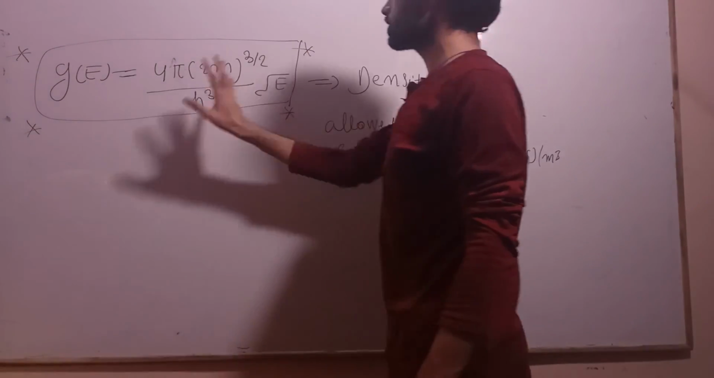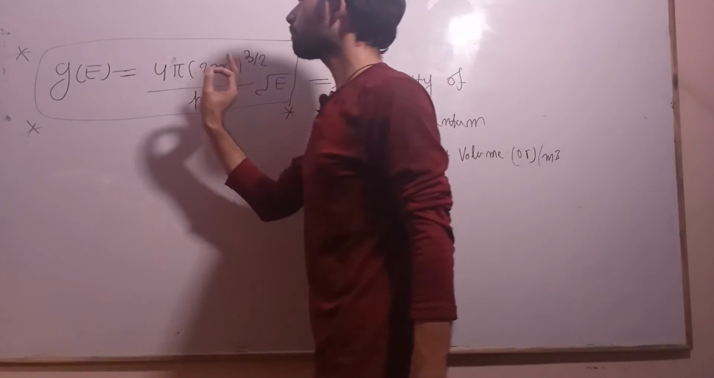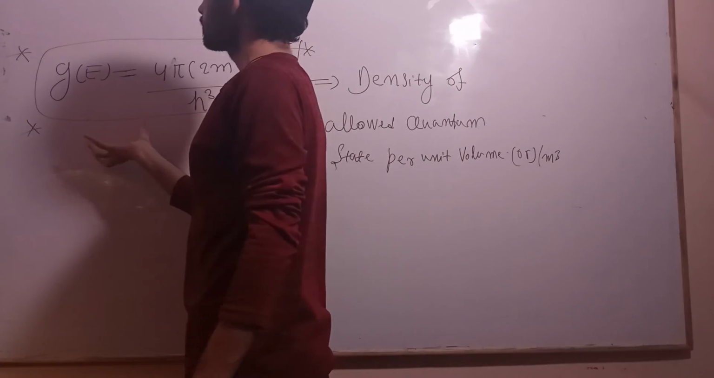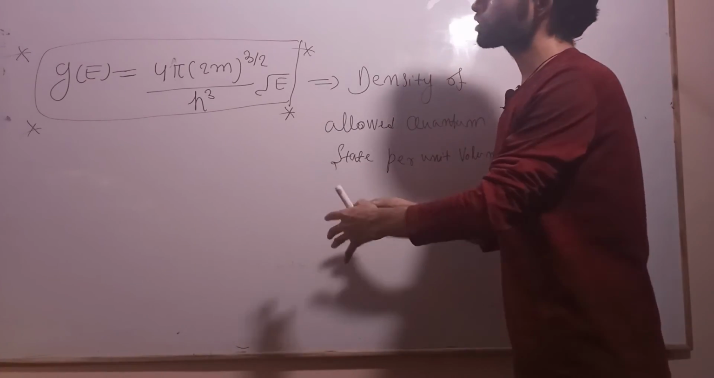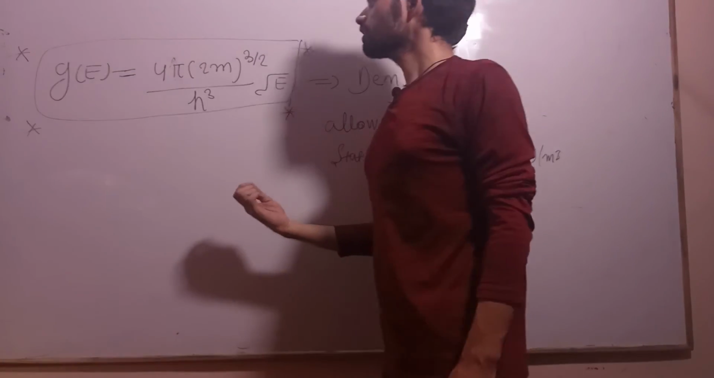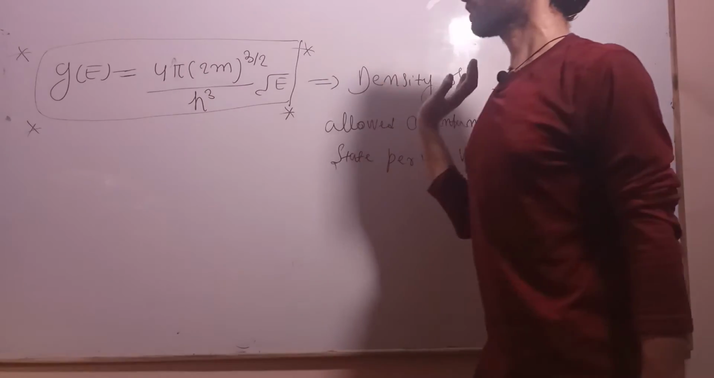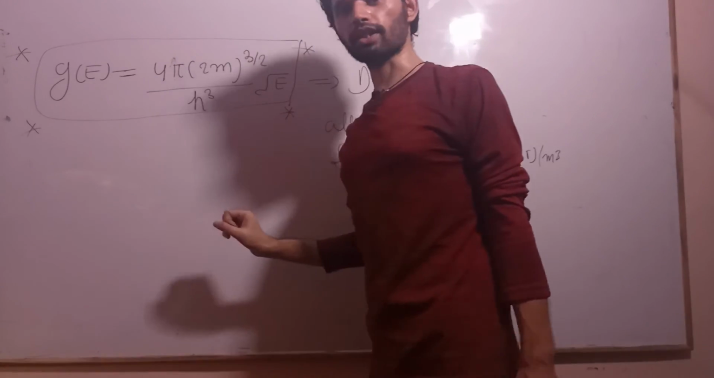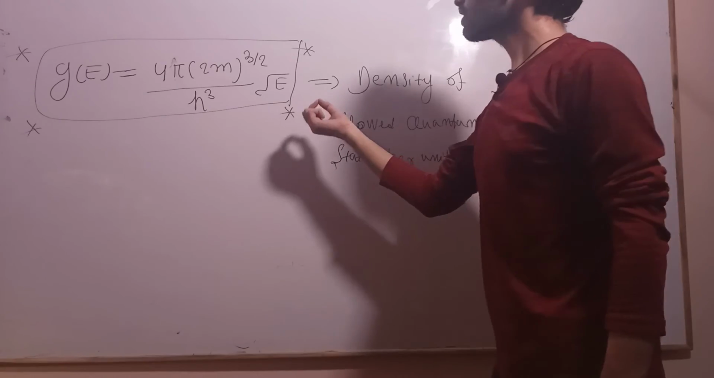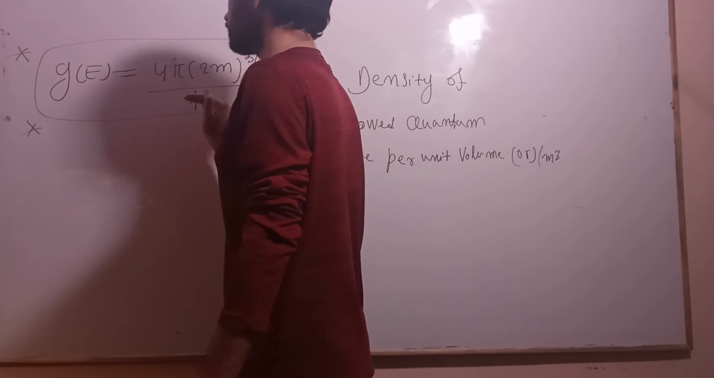This allowed quantum state is for a free particle. Free particle means we are assuming the particle is outside the crystal. When we take this particle inside the crystal, the difference will come only in energy and mass. Here the mass inside the crystal will get affected, which we represent by effective mass, and the energy will also get shifted by some amount in case of valence band and conduction band.